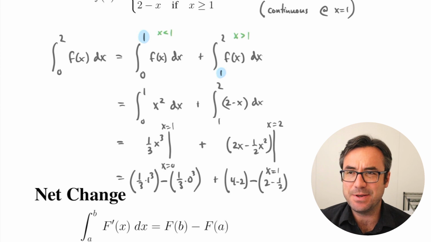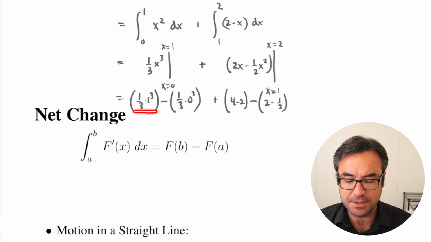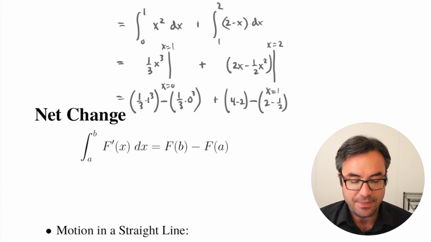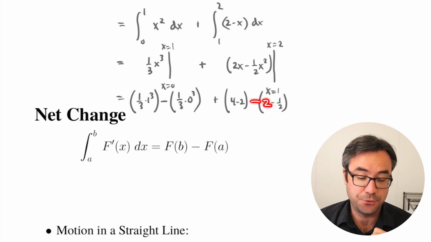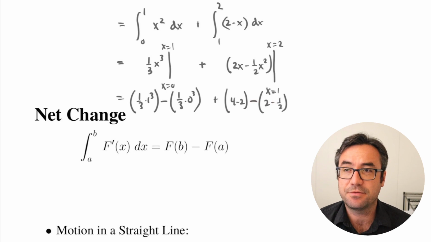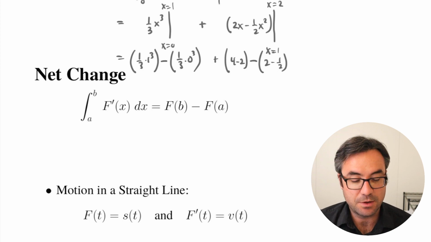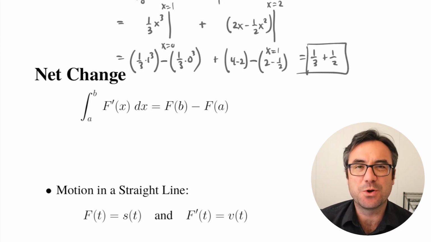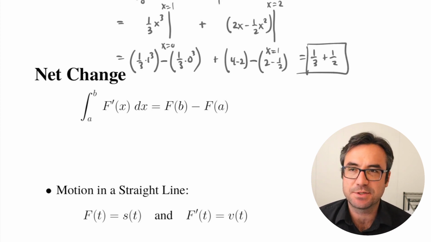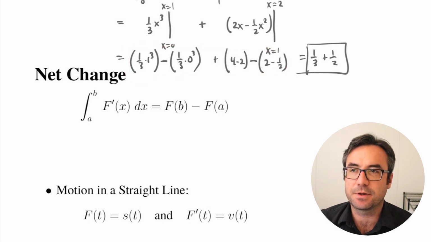And we could clean this up if we really need to. The first part here ends up being 1/3. And then we get a 2 minus a 2, and then plus 1/2. So if we clean all this up, this ends up being 1/3 plus 1/2. But again, when we're doing these definite integrals, especially for exams and things, I'm not going to expect you to simplify this down. So if you want to leave it like that, perfectly fine.